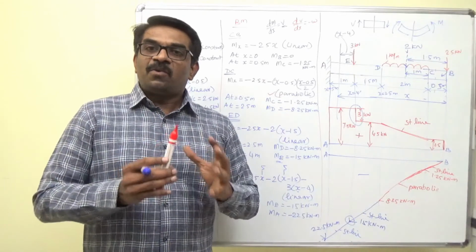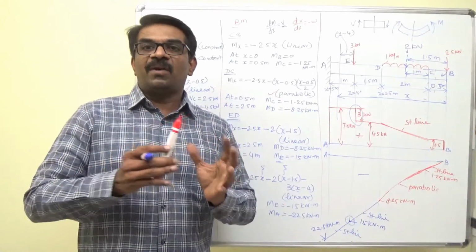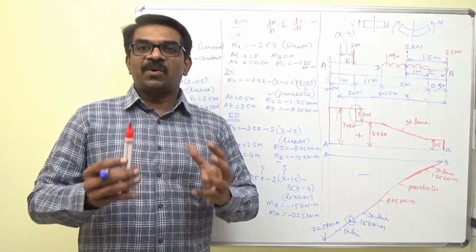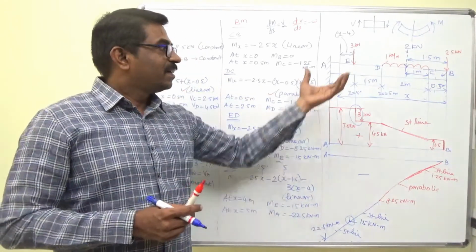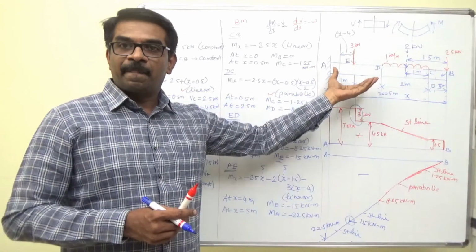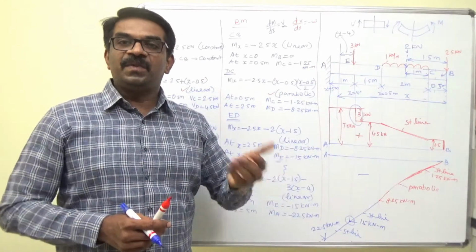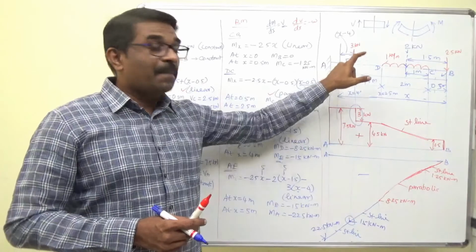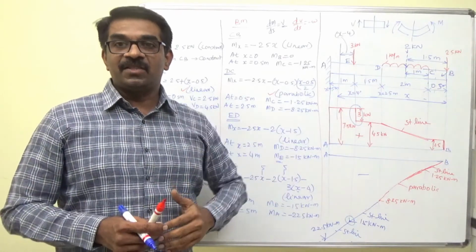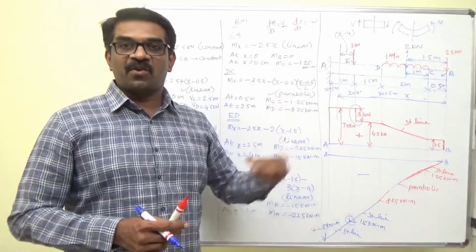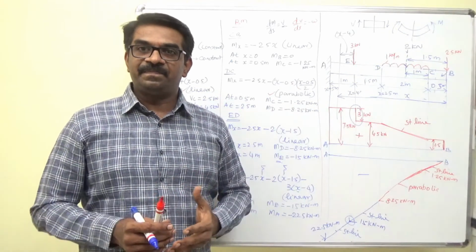So I hope now you have understood how to find the shear force and bending moment diagrams for combined loading. In the next problem, we will add a couple also in the beam, and we will discuss what variation is going to come due to the effect of the couple.